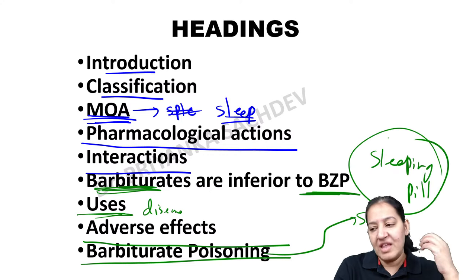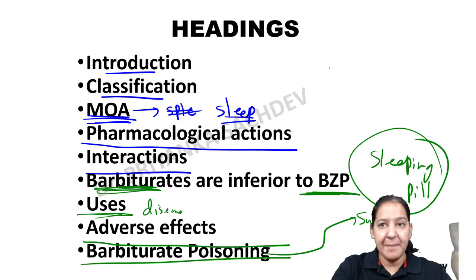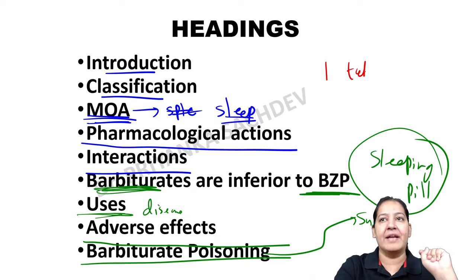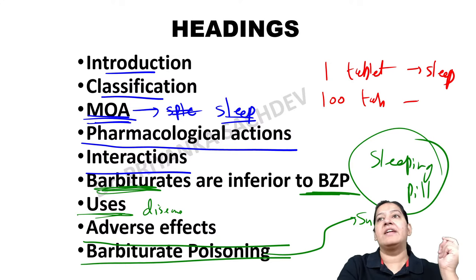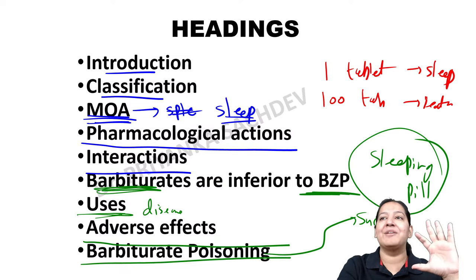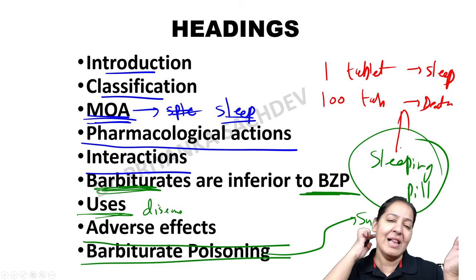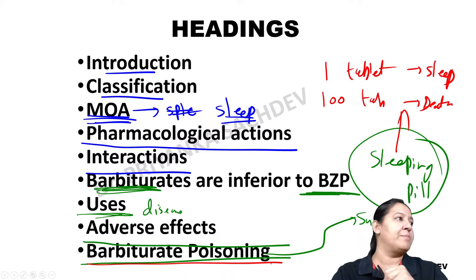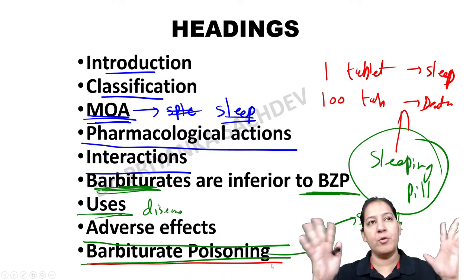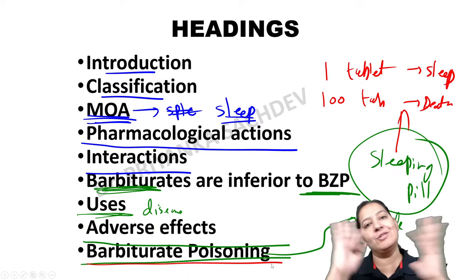The layman's mentality is that if I take one tablet, I get sleep; if I take 100 tablets, I will get death. That is the mentality of the person. That's why it is used as a sleeping pill. If poisoning occurs and relatives bring the patient to you, what treatment will you offer? What are the symptoms and treatment? These are the headings under which I'm going to teach you barbiturates and benzodiazepines.